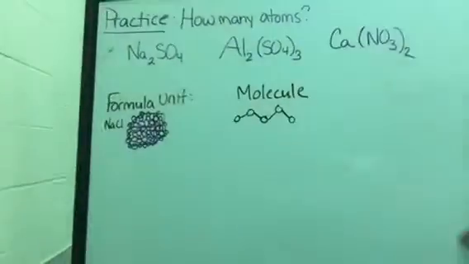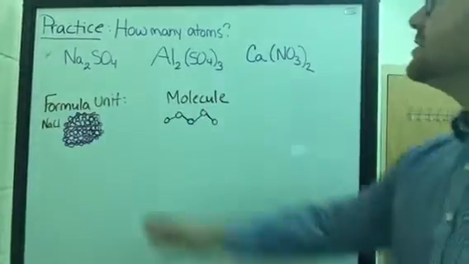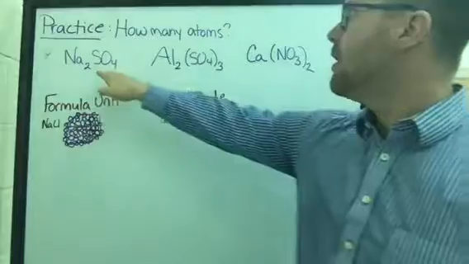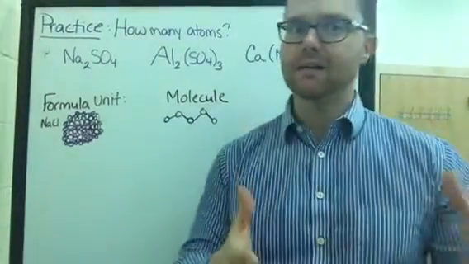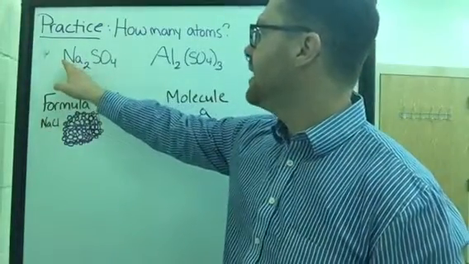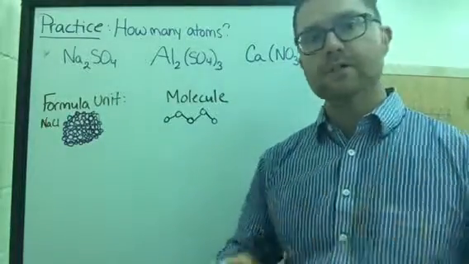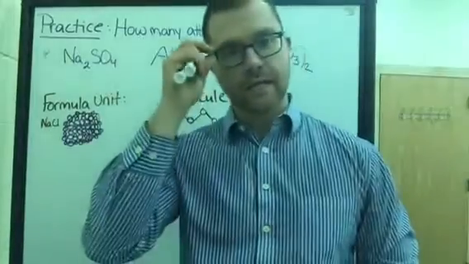All right, let's do some practice. Again, I just want you to figure out how many atoms are in each of these molecules. These are actually not molecules, they are ionic solids. And I know that because I have a cation and an anion bound together. Pause the video and list out, and let's see if we can figure out how many atoms are in each.